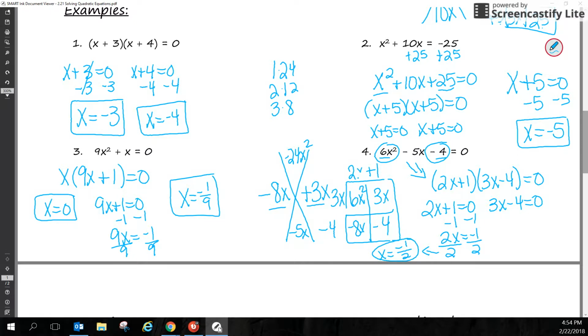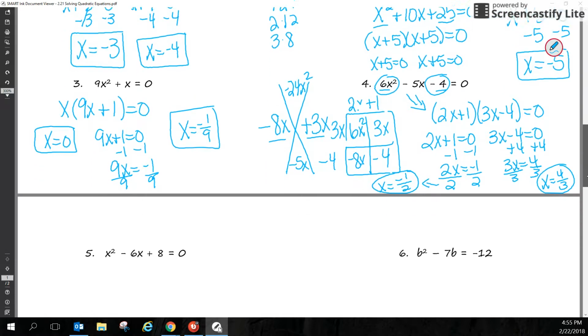That's one solution. For my other one, my first step is to get rid of that 4. So I'm going to add 4 to both sides. I get 3x is equal to 4. And then divide by 3, x is equal to 4/3. Those are my two answers for number 4.